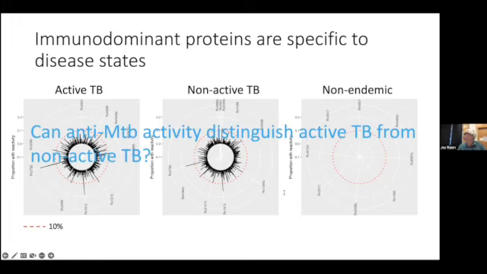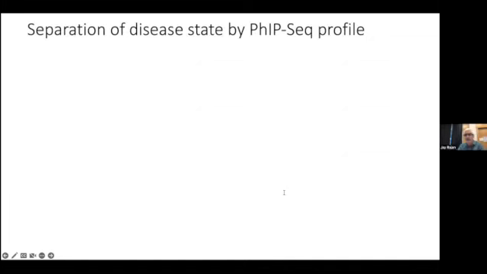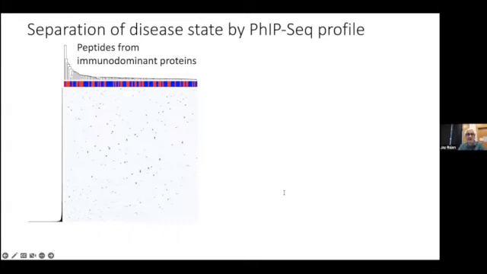To me, the question is, can anti-MTB activity distinguish active TB from non-active TB? Is this something that is potentially actionable in an assay? My sense is that we can actually separate disease state by PhIP-Seq profile. If I just take that set of immunodominant proteins and ask for reactivity against any of the peptides present in the immunodominant proteins, and I cluster, I don't really effectively separate active TB and no active TB.